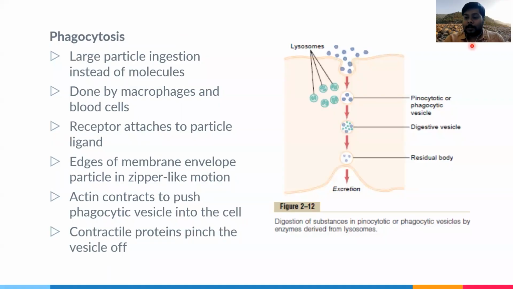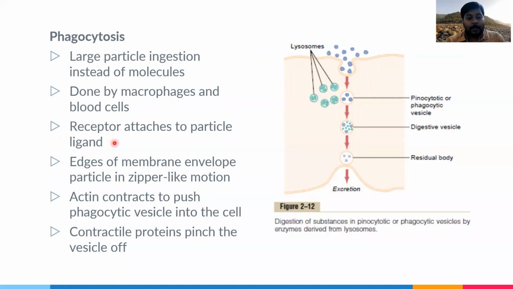Next, we look at phagocytosis. Phagocytosis is the process by which the cell ingests large particles, as large as other cells, instead of small molecules. This process is done mostly by macrophages and blood cells.